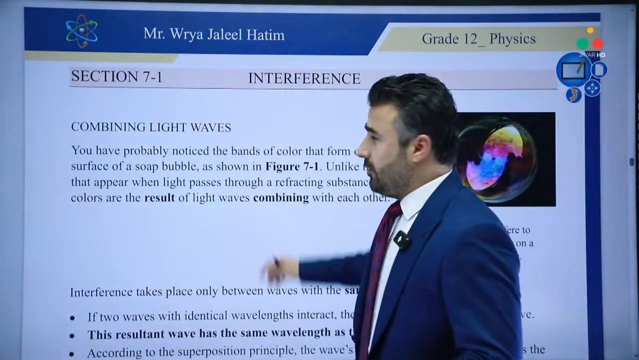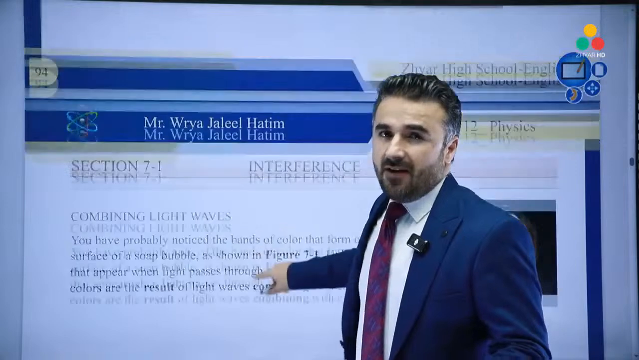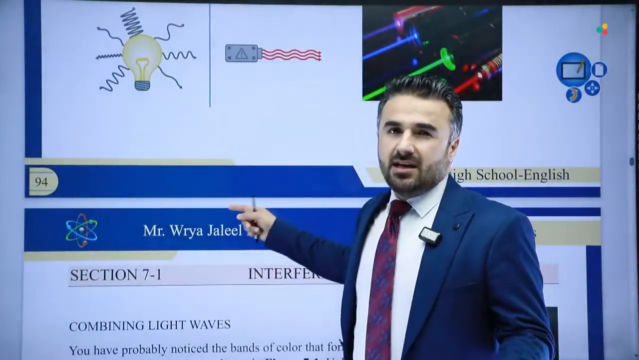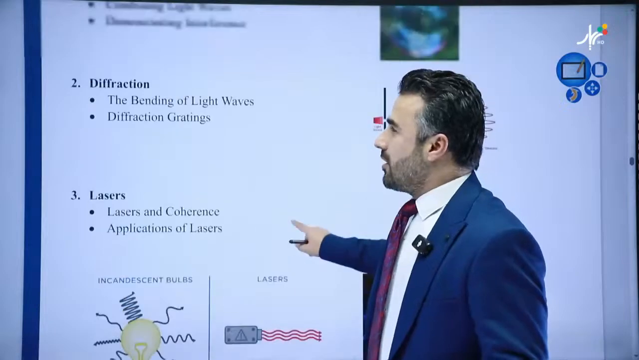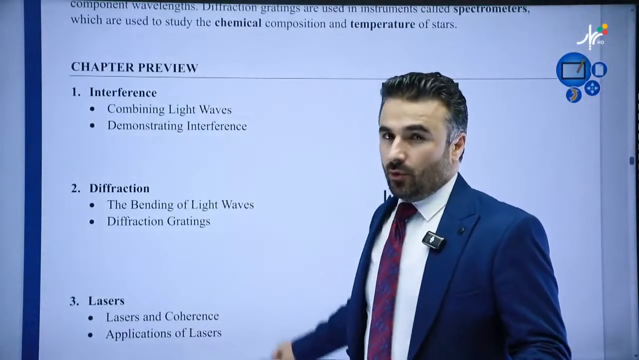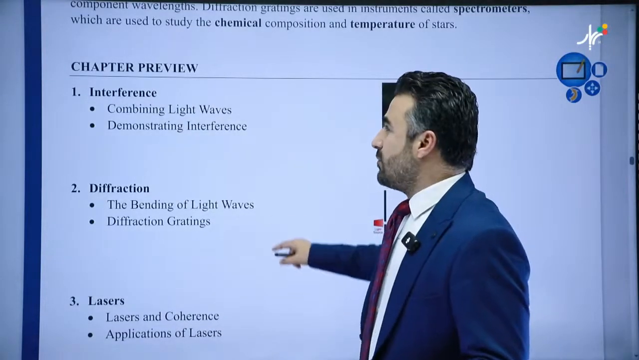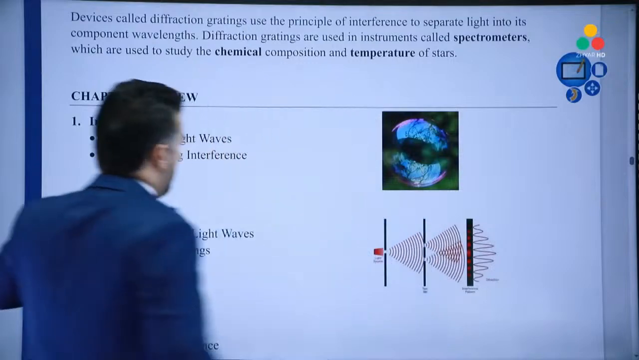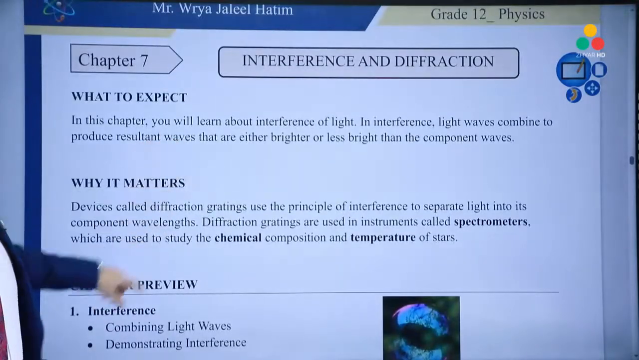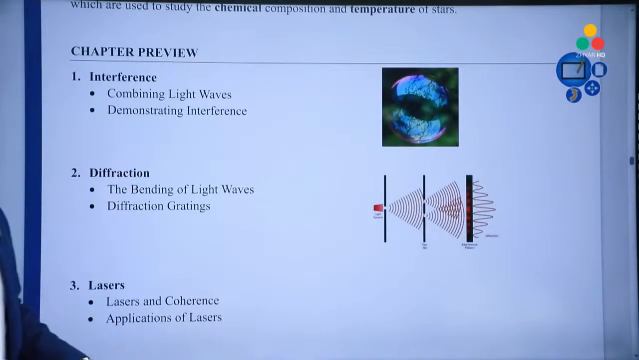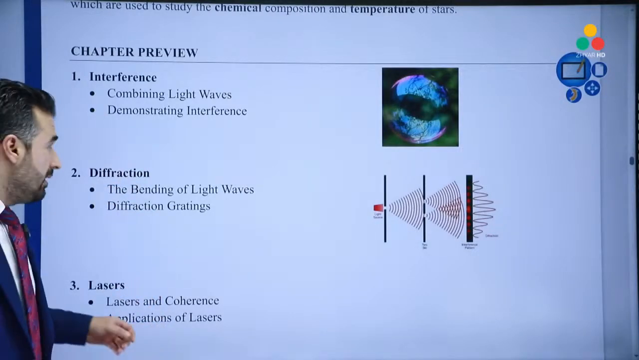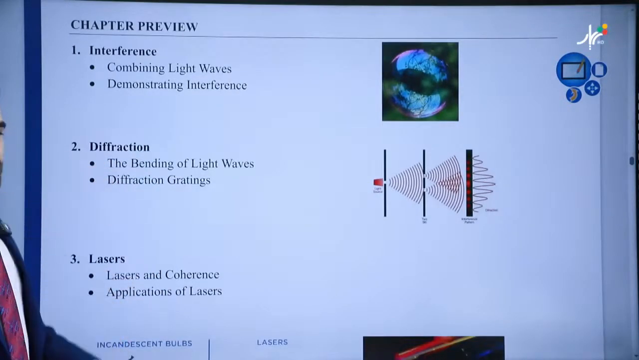So we will be going through what is interference, and that is basically Chapter 7. Before we begin with that, let me just tell you what the contents of this chapter are, or the chapter preview to be more specific. We'll talk about, clearly, Chapter 7, interference and diffraction. We will begin with interference, that is the first section that we will be going through. And then after that, we'll talk about diffraction.